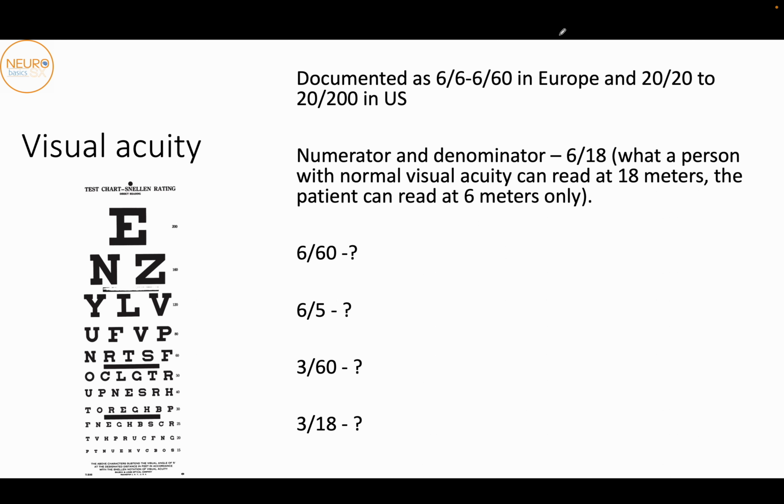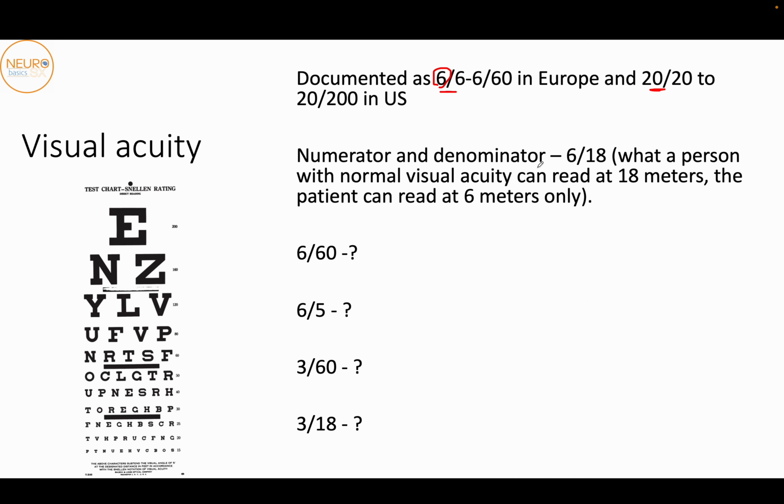So the visual acuity is usually evaluated through the Snellen's chart. It is documented as 6/6 to 6/60 in Europe and 20/20 to 20/200 in the US. So we follow the 6/6 to 6/60 denomination. A lot of people do face some confusion as to what this number represents, and it is very easy to sometimes get confused with this number. So the first important thing to remember is that this number represents meters. It does not represent feet. So this is feet, 20/20, but 6/6 is in meters. Let's not get confused there.